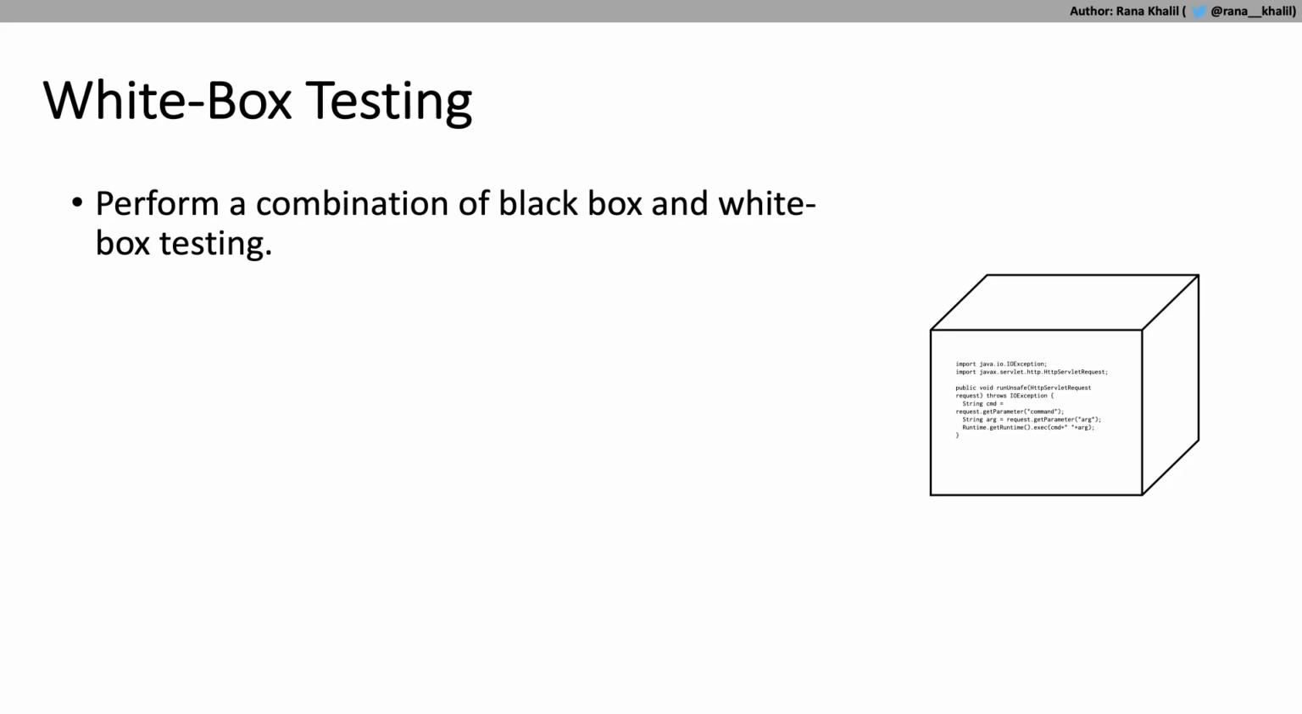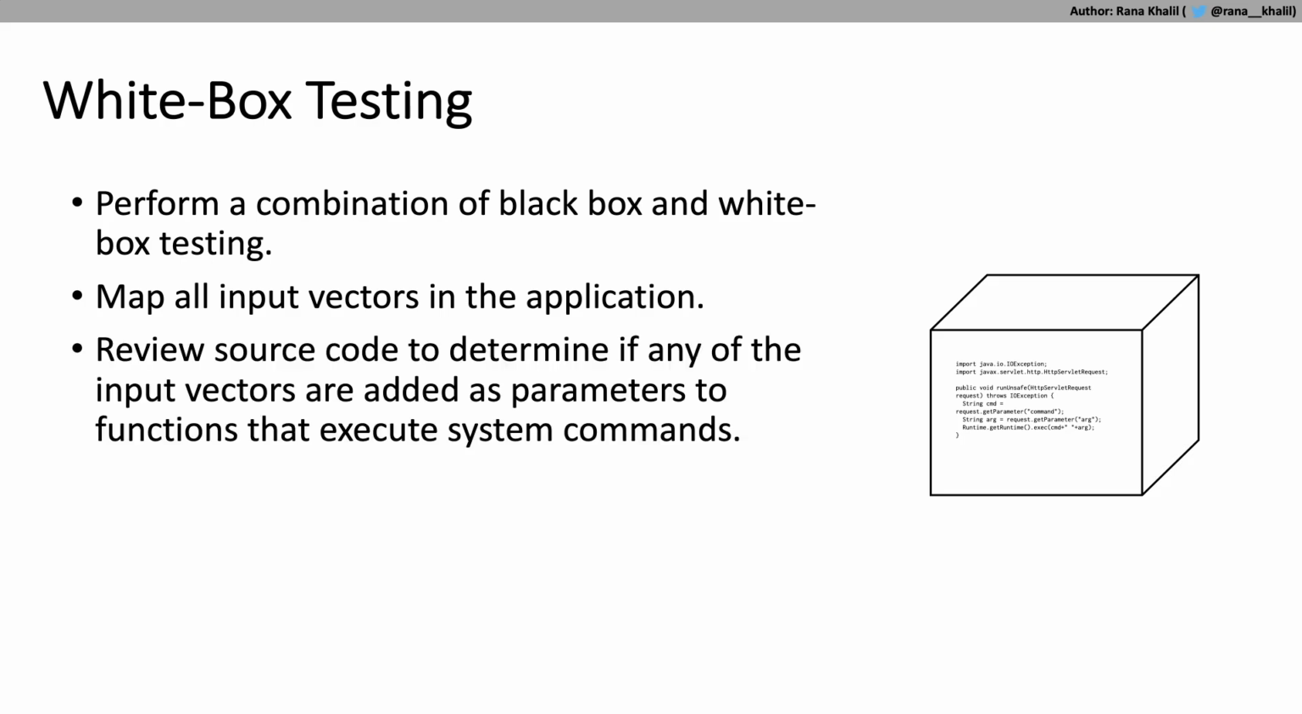So I don't do pure source code review on applications. When I'm given the source code of the application, I usually perform a combination of both a black box and a white box pen test. And so the first thing that I do, I map all the input vectors in the application from a black box perspective, and then I review the source code to see if I've missed any input vectors through my black box pen testing.